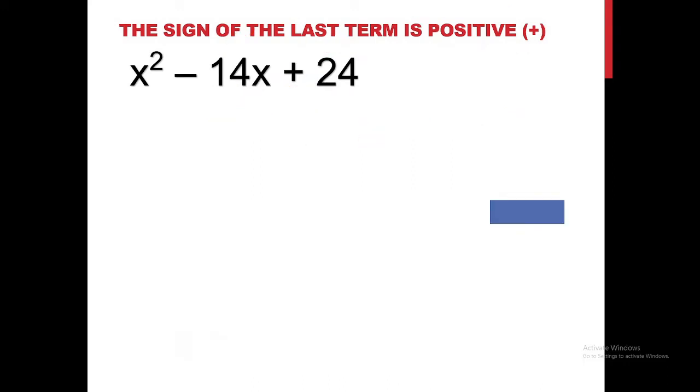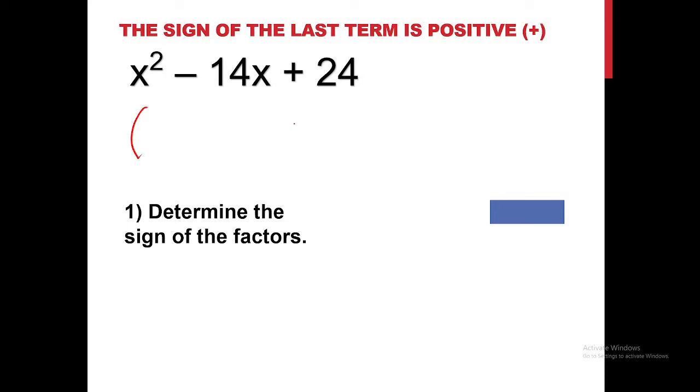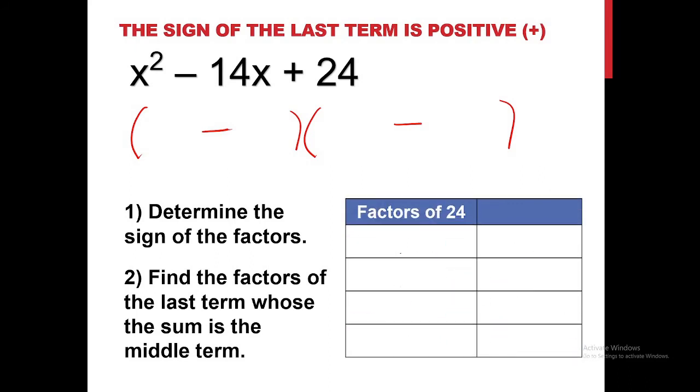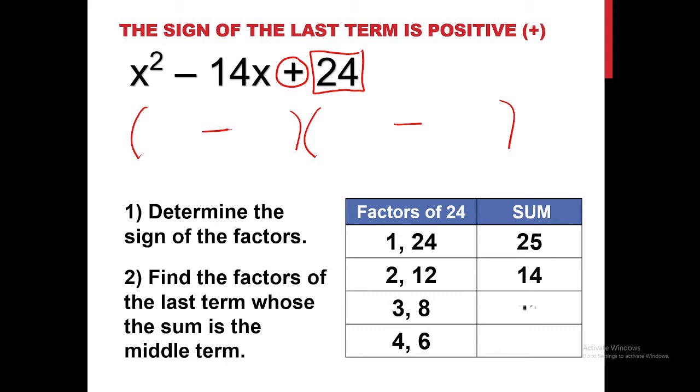Next, what if it's minus plus? Let's determine the signs again. What will be the sign here? Minus, minus. Okay. Now, let's factor 24. What are factors of 24? We have shown that a while ago. 1, 24, 2 and 12, 3 and 8, 4 and 6. And at the same time, I will add them, so I will be getting their sum. That's 25, 14, 11, and 10.